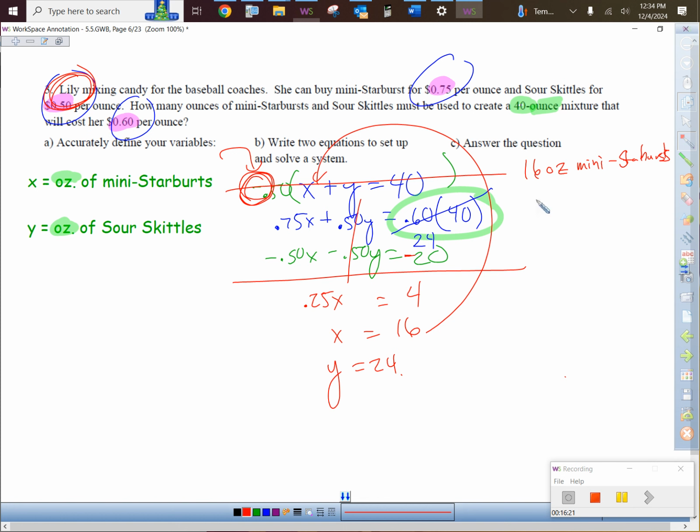And then what? 24 ounces of sour Skittles. How do you feel about a mixture problem? The weird thing is, take your mixture number times your total number in that spot. Cool?